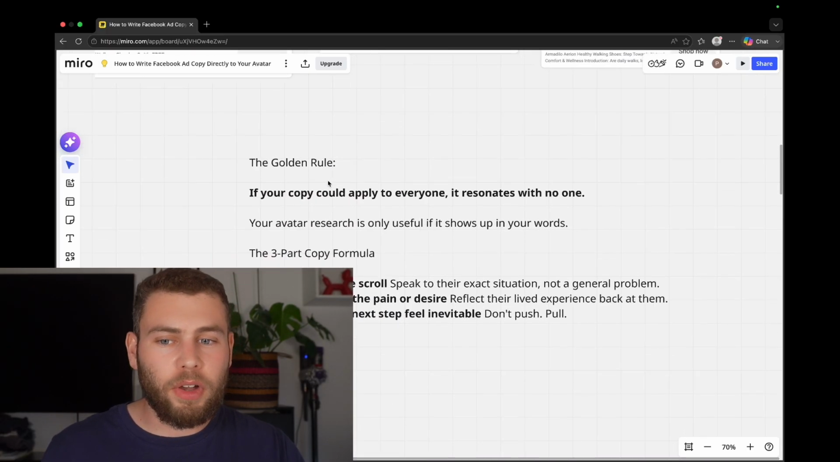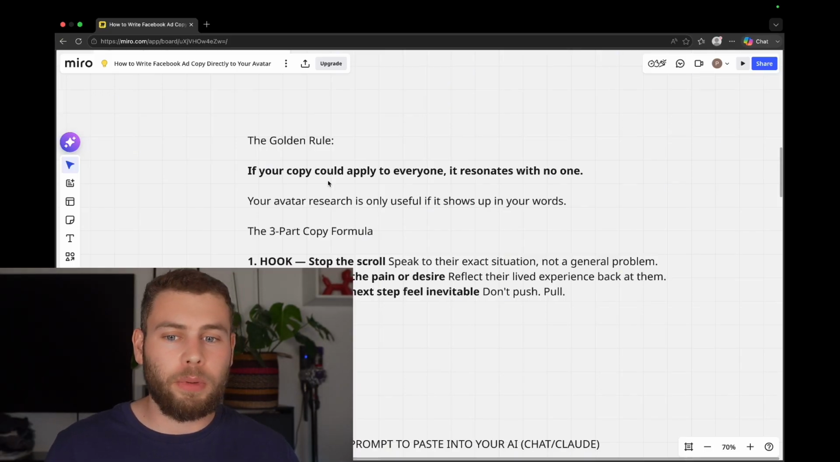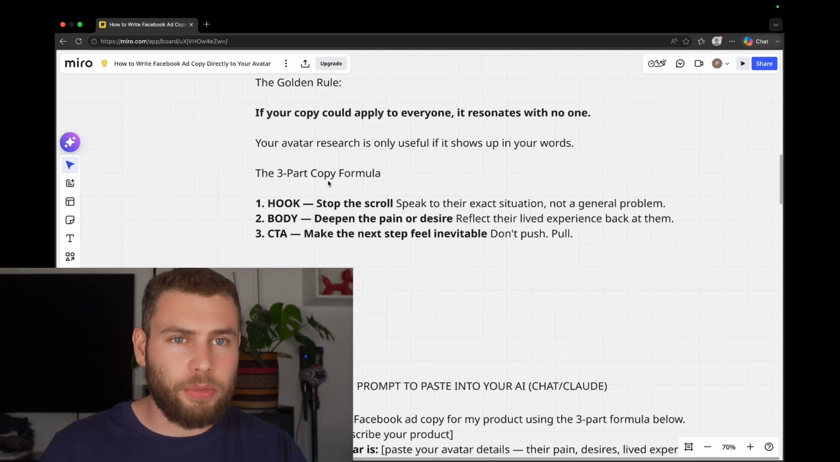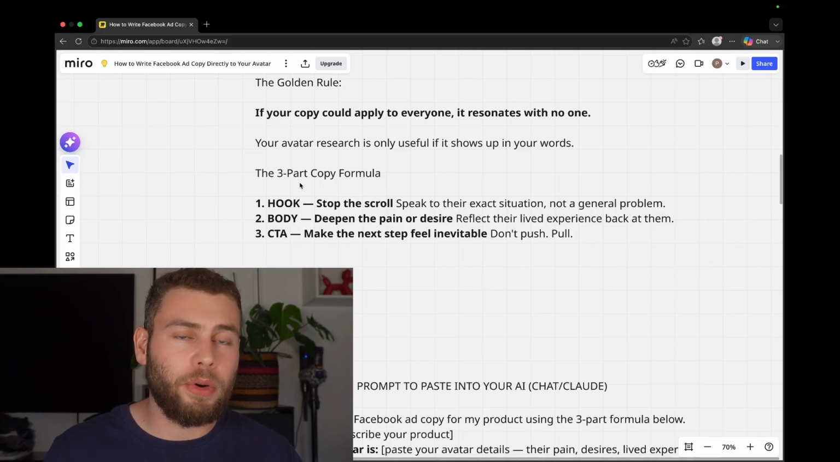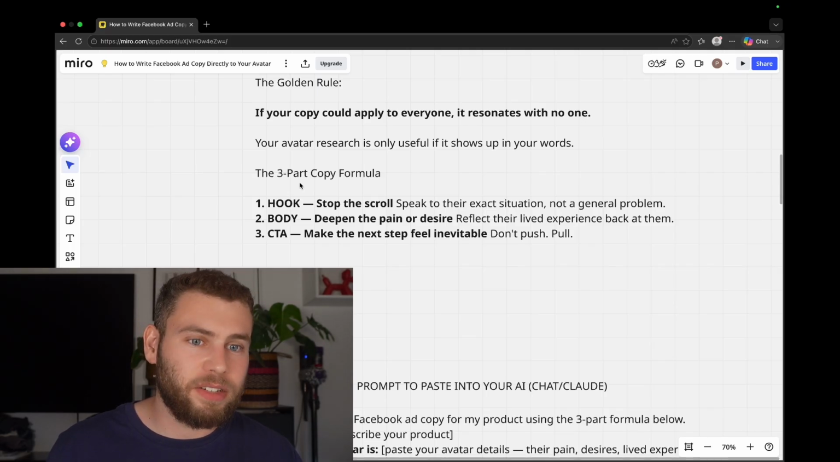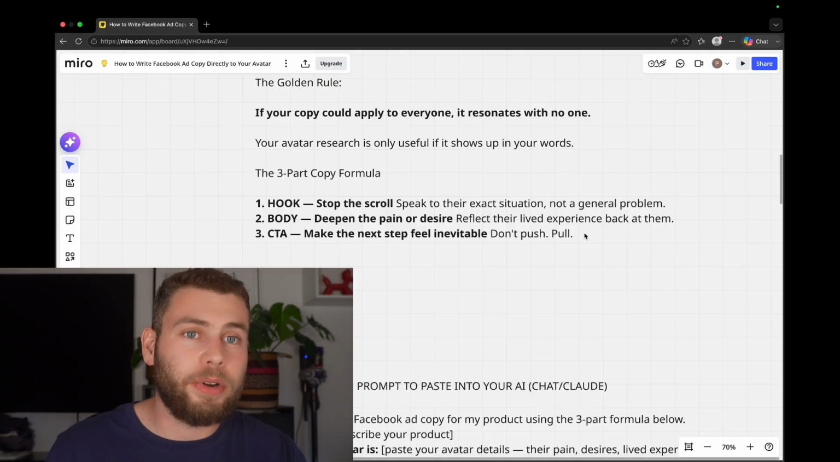So a golden rule for copy: if your copy could be applied to everyone, it's actually going to resonate with no one. So our avatar research is useful if it shows up in the words. There's a 3-part copy formula that we want to use when we're writing our own copy for our dropshipping and e-commerce stores. Now the hook is what's going to stop the scroll, and this is the first sentence and it's so important that we speak to their exact situation and not a generalized problem. Then the body, which deepens the pain or the desire and reflects their lived experience back at them.